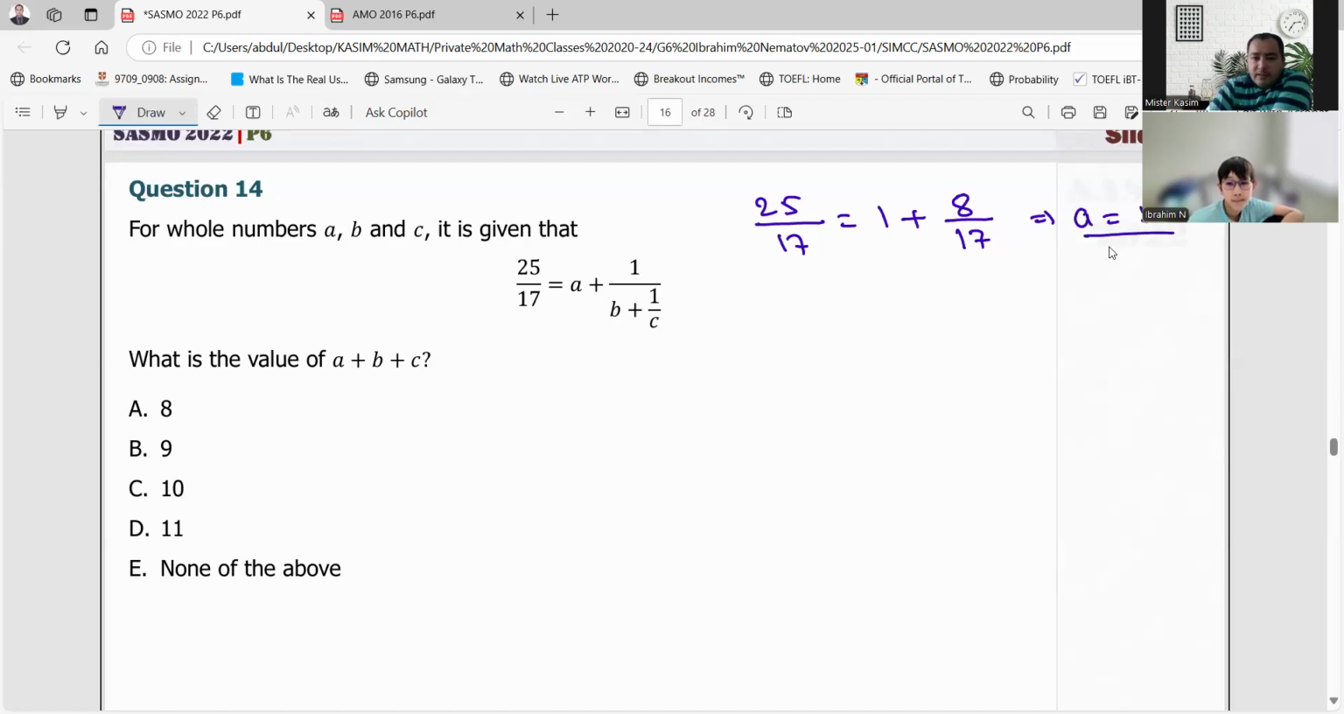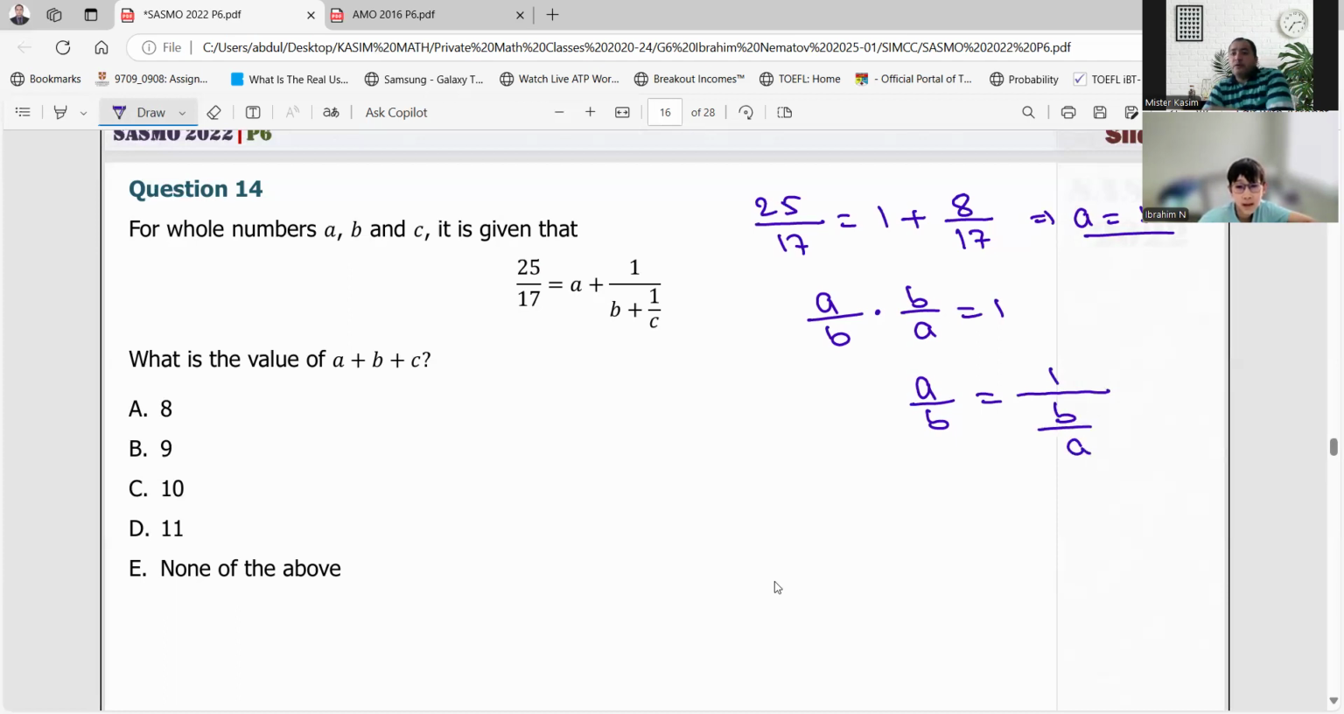Okay, now next one. If you remember the multiplicative inverse, or in math, we call this the reciprocal, of A over B, it is B over A, right? The product is equal to 1. So that means that instead of this A over B, I can write 1 over B over A, right? Okay. Now look at this 8 over 17.